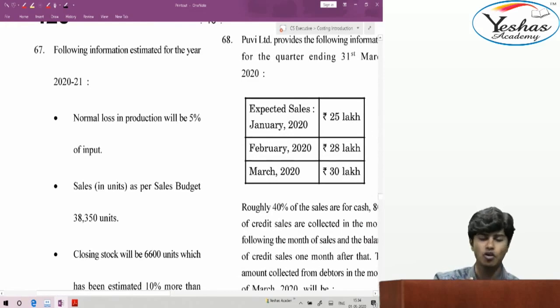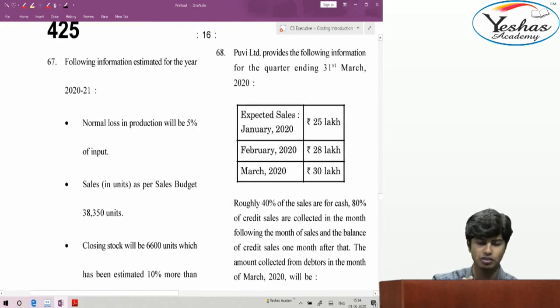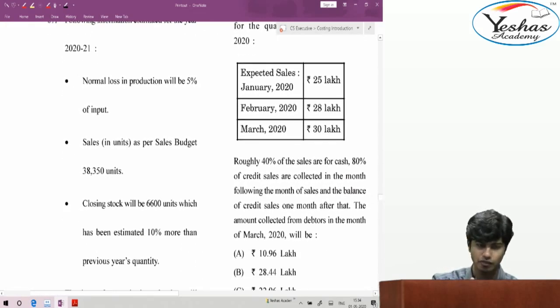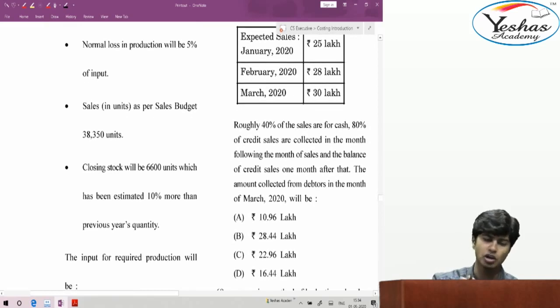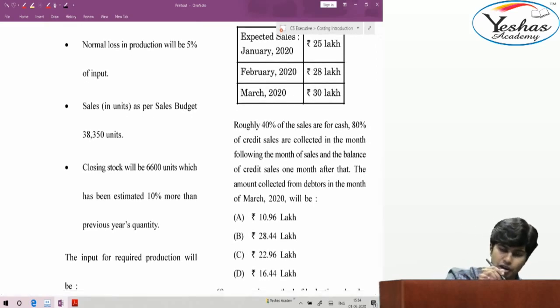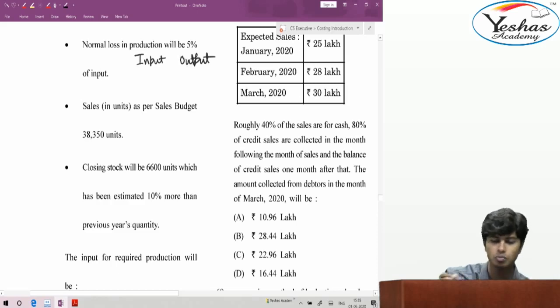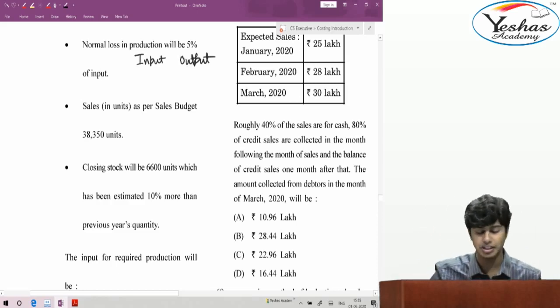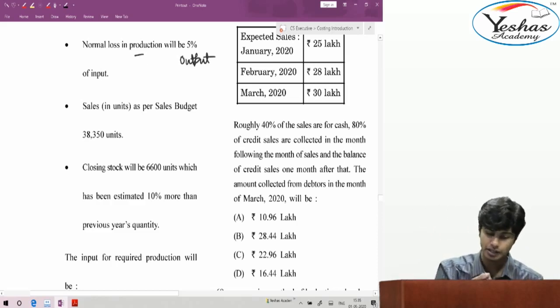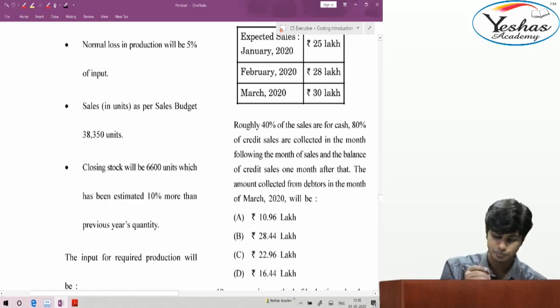67. Which of the following information is estimated for the year? Very good, 2021. There is normal loss in production of 5%. So what does it basically mean? Input, output. Normal loss in the production is 5%. Okay, I'll write loss also.